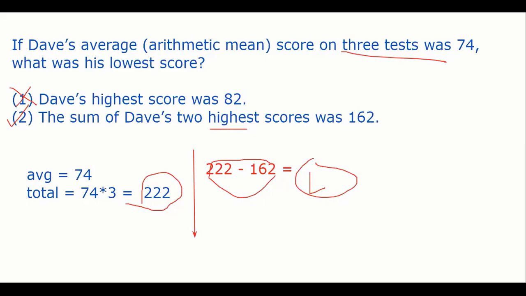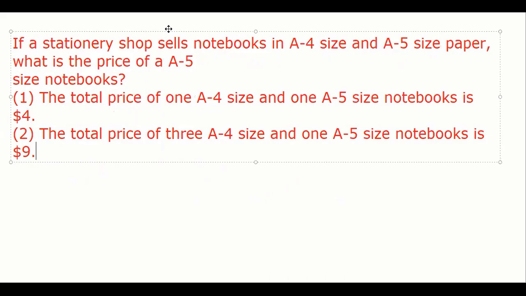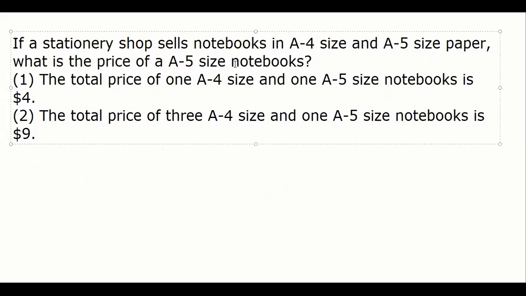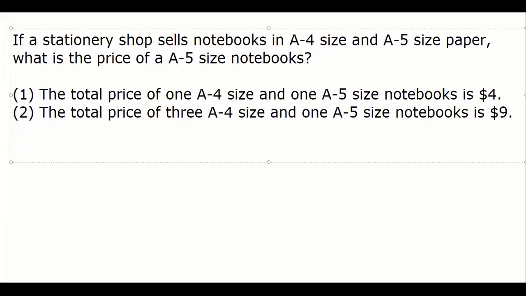So now DS is still okay, guys. It is not as difficult as it looks. Your objective is not to get the exact number. We just see whether the data given is good enough to answer our actual question. It's a linear equation we are doing now, where we have to see whether the data given is sufficient or not by forming the equations. If a shop sells notebooks in A4 and A5 size, find out what is the price of an A5 size notebook. Tell me.